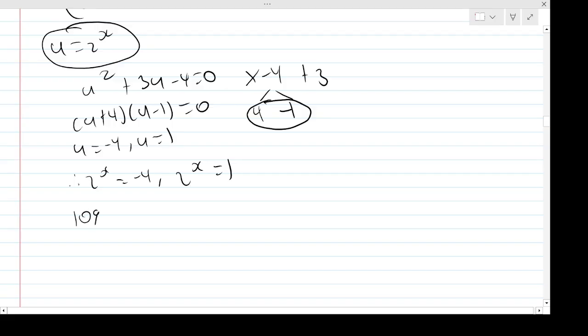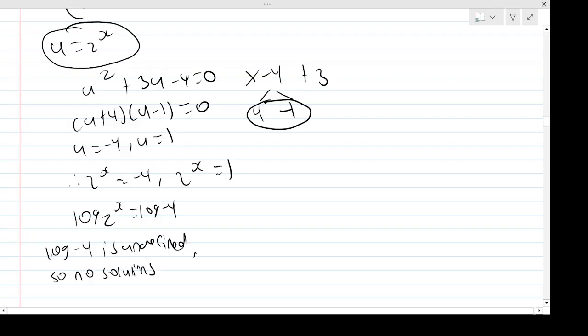Alternatively, if you didn't spot that, if you proceeded to solve normally, if we take logs, then log of 2^x is log of minus 4. Now that you should spot as a problem. If you were to put that in your calculator, log of minus 4, you'd get math error. So that is undefined. So log of minus 4 is undefined. So there are no solutions here. So no solutions to 2^x = -4.